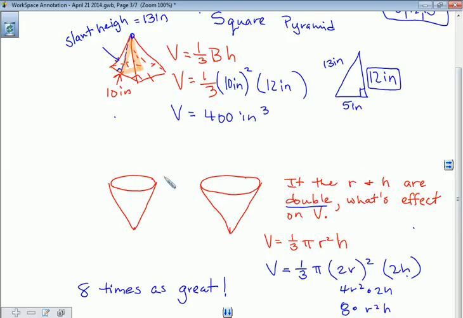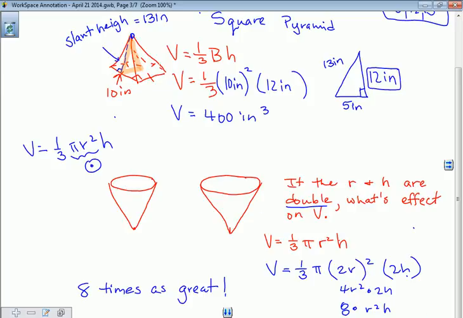How would we find the volume of a cone? Well, the base of a cone is a circle, so it's that pi r squared h. That's where that formula came from. Because the base is a circle, that's where we get the pi r squared from. So volume of anything that comes to a point, pyramid or a cone, is 1/3 the area of the base times the height. Are we good?